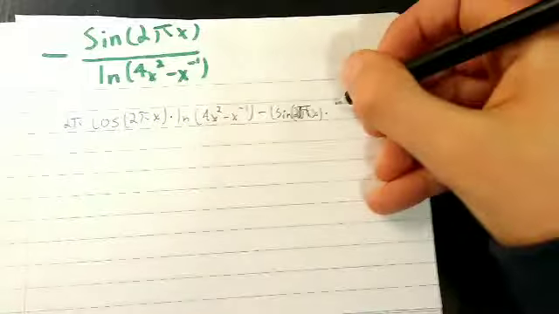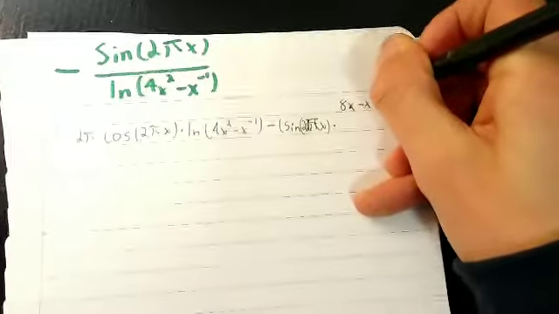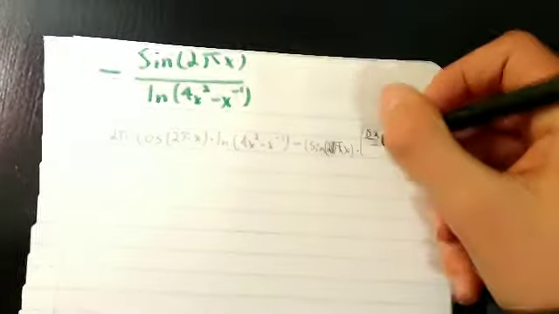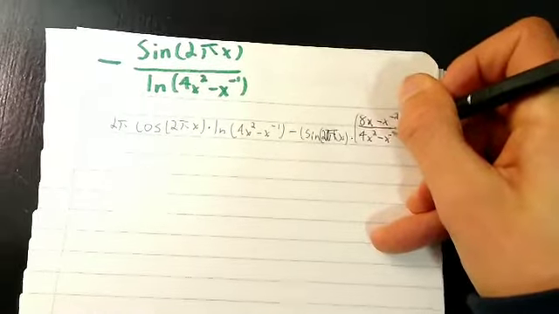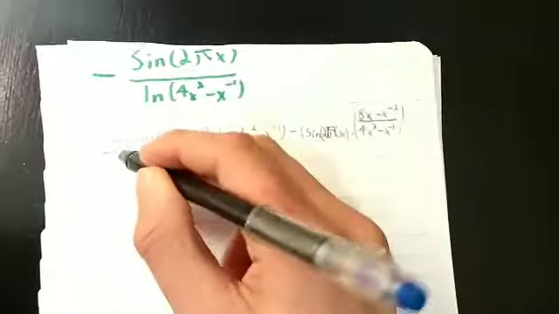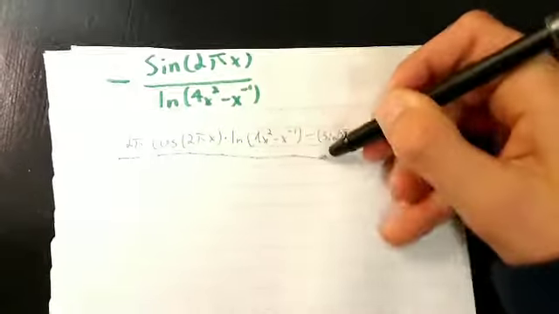times, to do the derivative of a natural log, you just take inside prime over the inside. So we have 8x minus x to the negative second over 4x squared minus x to the negative first. And now we put all of this over the natural log of 4x squared minus x to the negative first, squared.